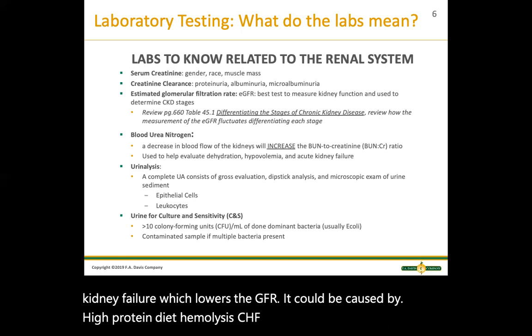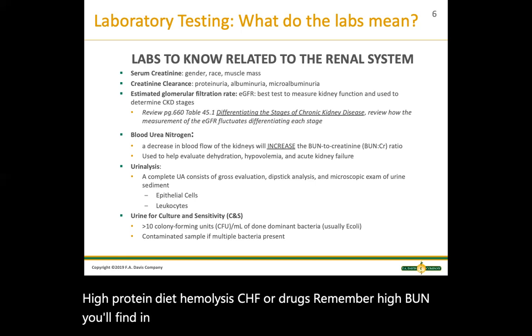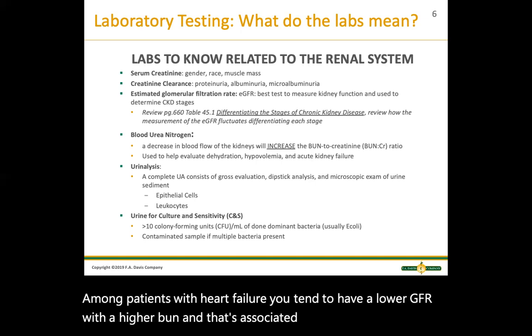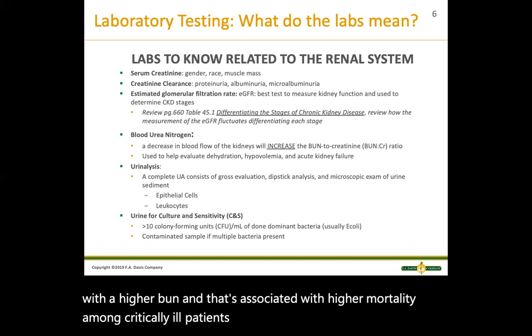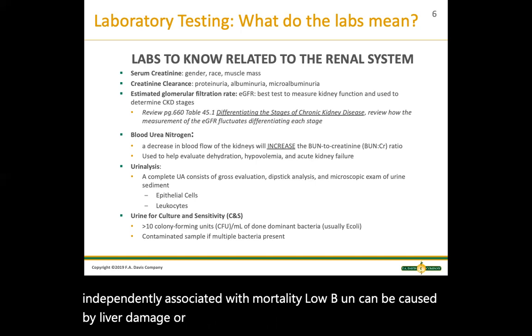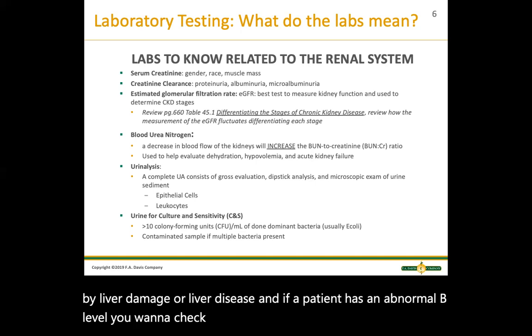Remember, high BUN you'll find in CHF. Among patients with heart failure, you tend to have a lower GFR with a higher BUN, and that's associated with higher mortality, okay? Among critically ill patients in the ICU, an elevation of BUN is independently associated with mortality, all right? Low BUN can be caused by liver damage or liver disease. And if a patient has an abnormal BUN level, you want to check the eGFR. If the eGFR is normal, the renal function is probably normal.